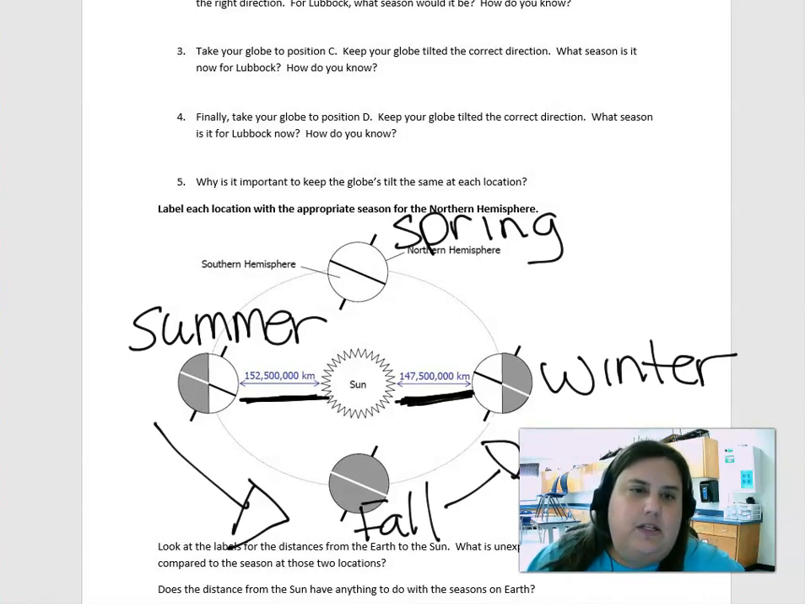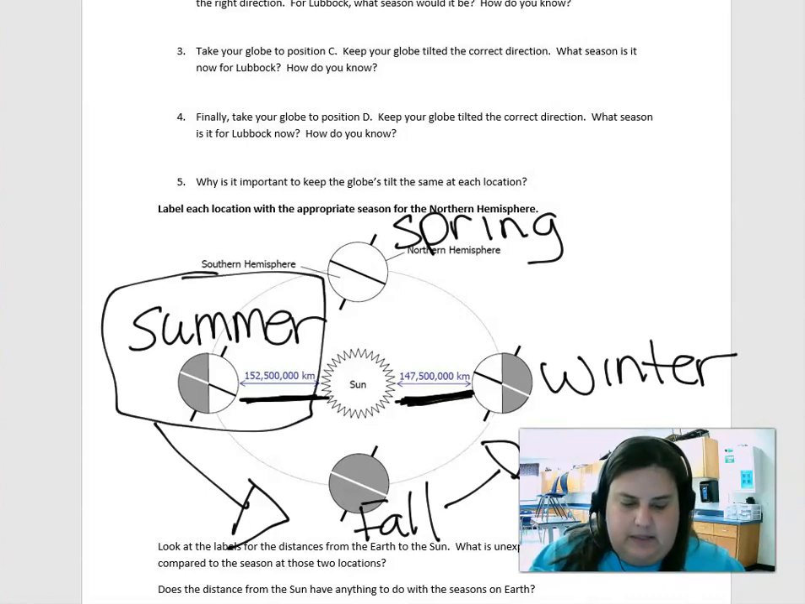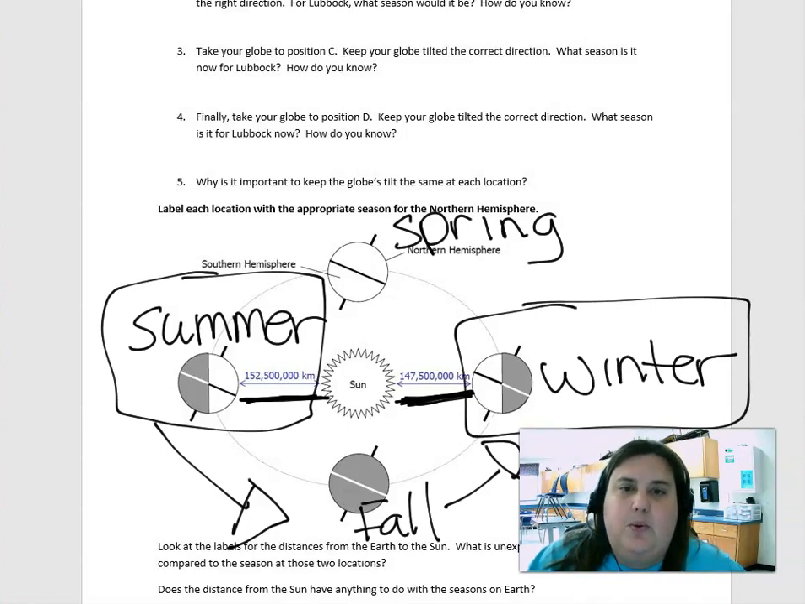What is going to determine seasons is going to be that tilt. And so when we're tilted towards the sun, we're going to be getting summer. We can see that in this position. When we're tilted away from the sun, it's going to be winter. We're going to have less energy from the sun. And so that's going to cause it to be cooler. And it's also going to cause shorter hours of day.